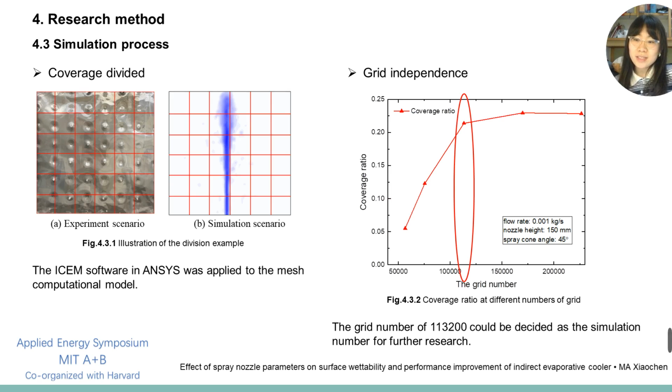And the ICEM software in ANSYS was applied to the mesh model. After the grid independence check, we can get the accurate grid number to be decided as a simulation number for further research.